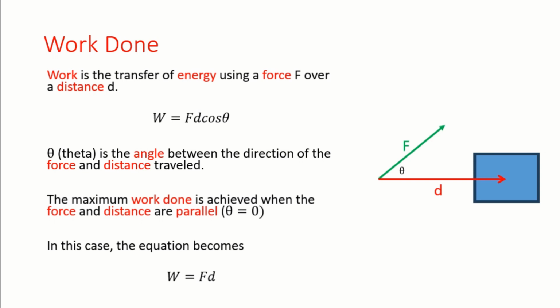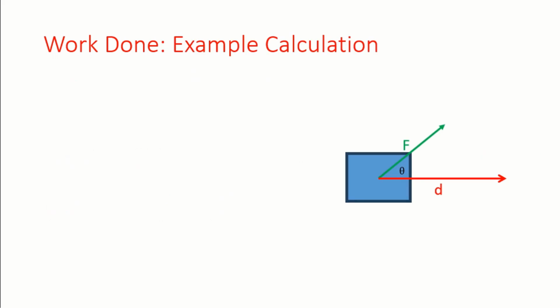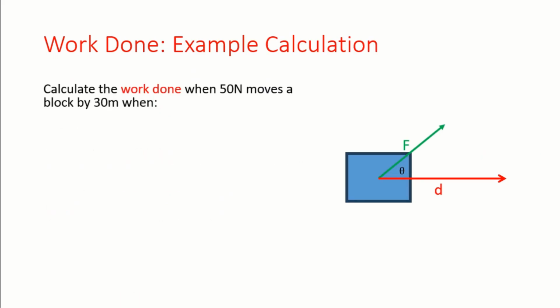All right. Now what we're going to do is we're going to see how this kind of translates into questions where you're asked to calculate work done. So let's try a couple. Let's imagine we've got 50 newtons and we are going to move a block by 30 meters. Nice simple numbers here. This is just to demonstrate the ideas here and how we do the calculations. Now we're going to try one situation here, and that's where the force and the distance are parallel. In other words, theta equals 0.